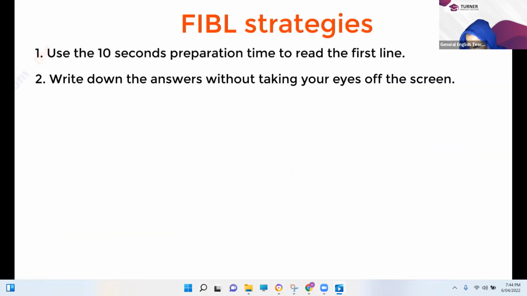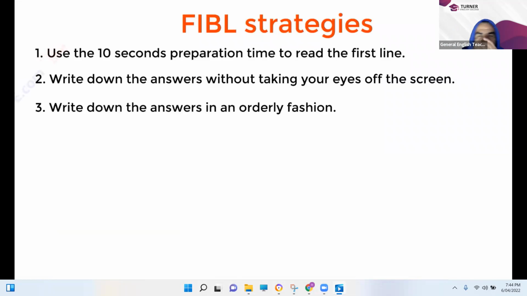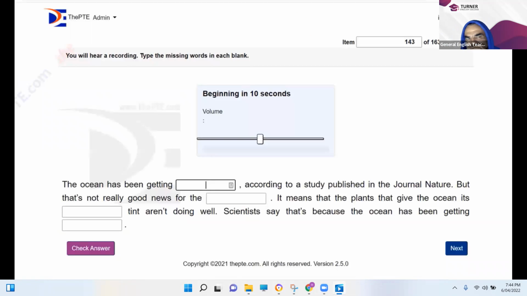Number 2. Practice writing the missing words without taking your eyes off the screen while the audio is being played. If you take your eyes off the screen and look at what you're writing, you will lose the line and some points at the same time. Number 3. Since the blanks are not numbered in this test item, you need to note down the answers from left to right or top to bottom, up to you. And if you missed a blank, you just draw a line and move on to the next one.